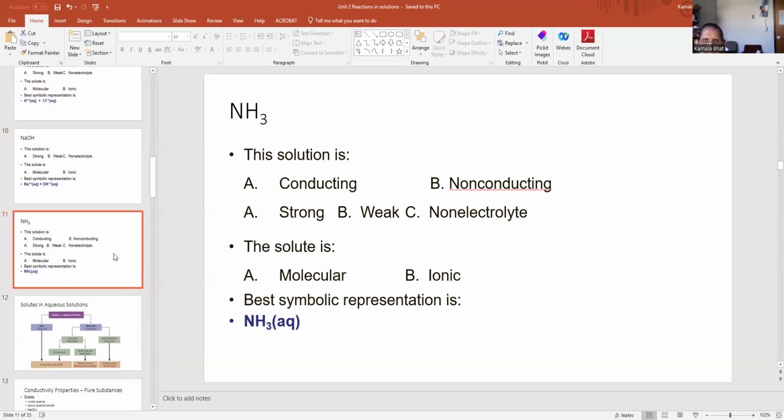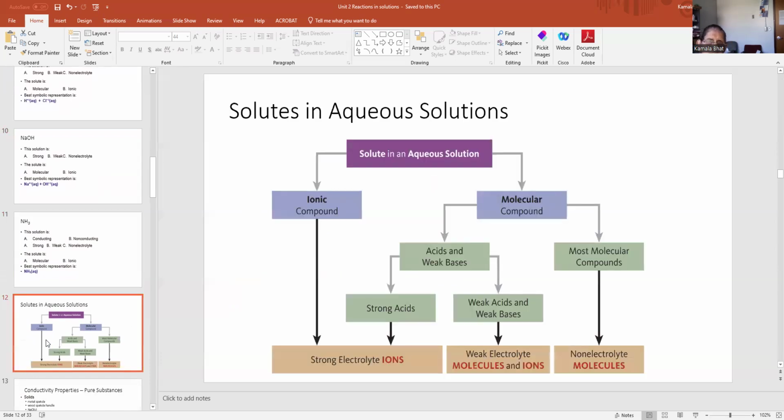Now, another example, ammonia. Always follow the questions that are asked. Is it molecular? Is it ionic? Does it break up into cation and anion? And then you answer them. Once you get the answers, you can find out whether it's conducting or non-conducting, and therefore an electrolyte or non-electrolyte.